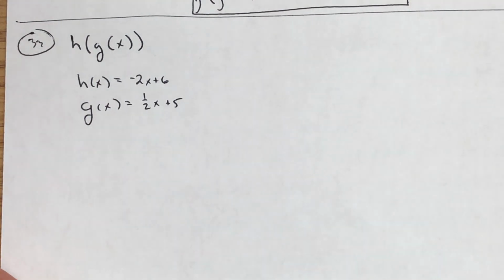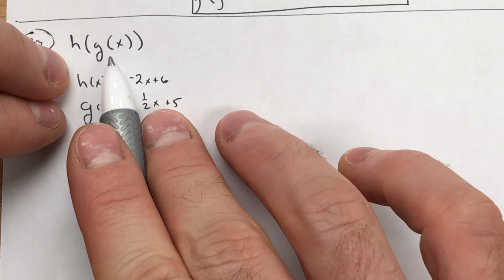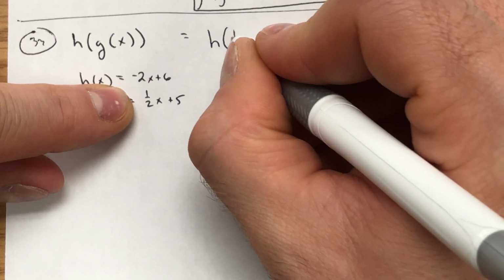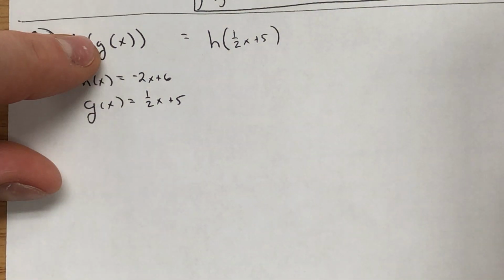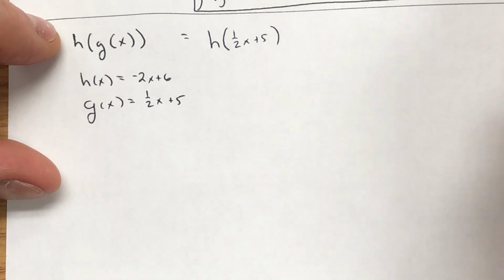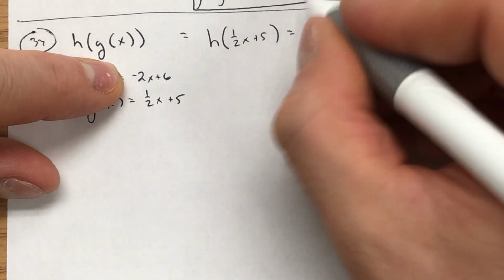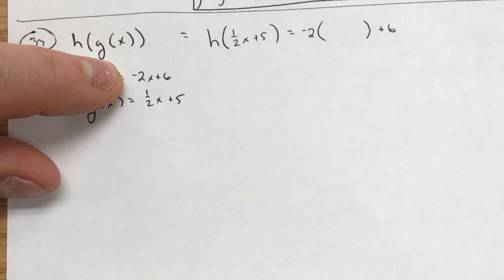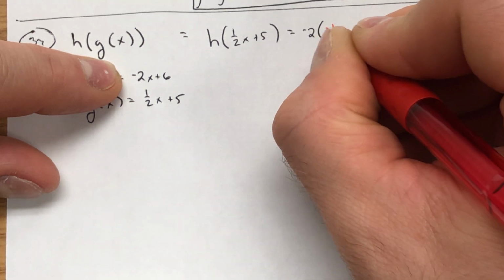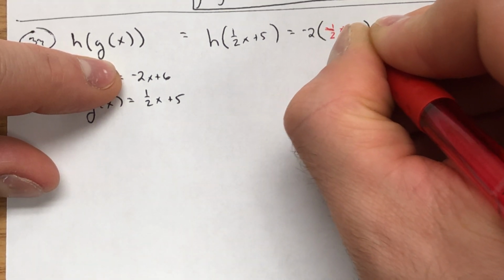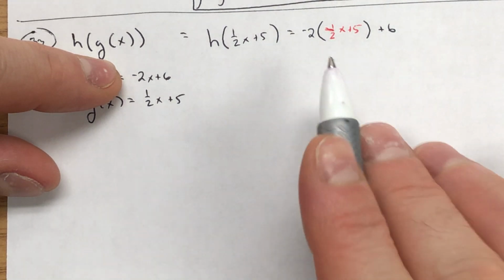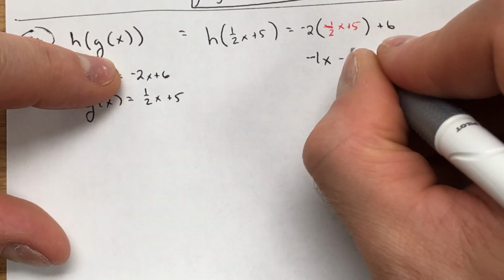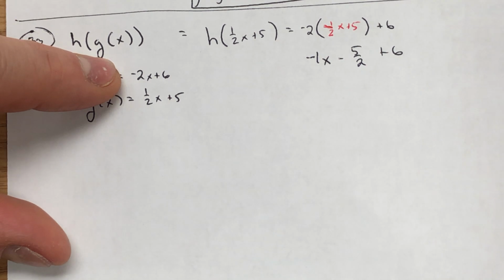Okay. So what we got going on right here is I'm going to take g of x and plug it into h. So another way to write this is, what is h of 1/2 x plus 5? I'm literally taking g of x and plugging it into h. So let's set that up. H of x is negative 2, plug in something, plus 6. What is that something? This right here. Negative 1, not negative 1/2, it's just 1/2 plus 5. So negative 2 times 1/2, negative 1. Negative 2 times 5 is negative 5 halves plus 6.